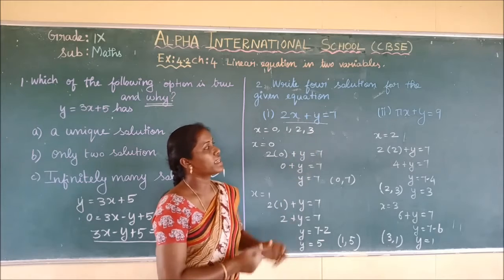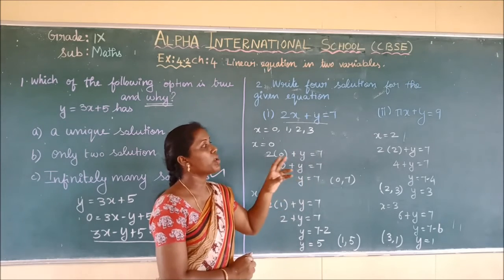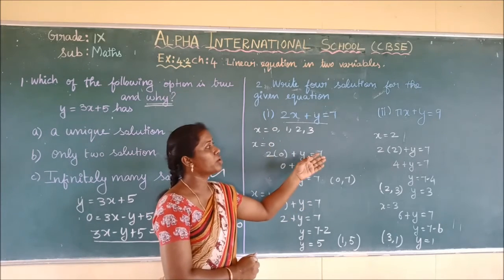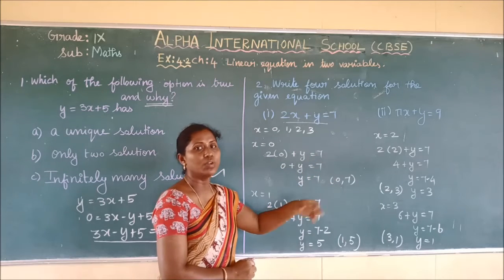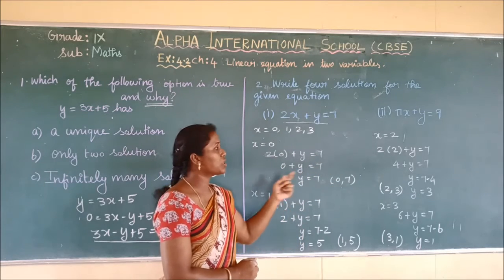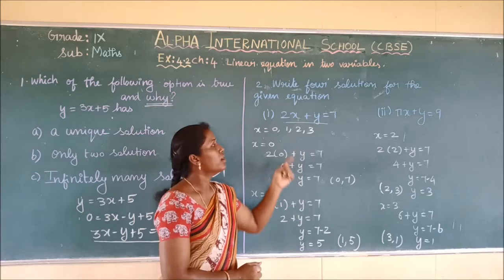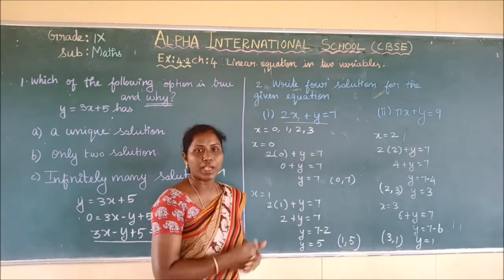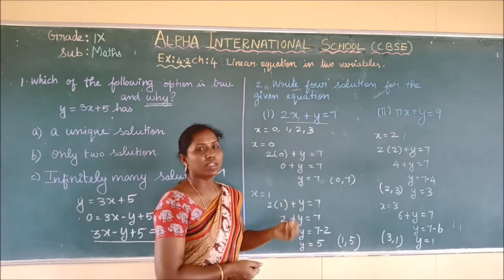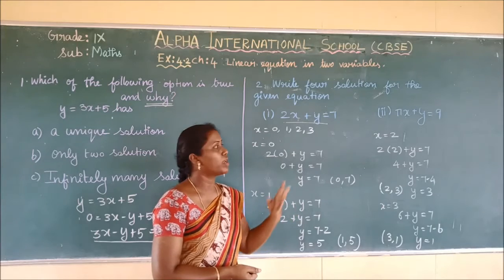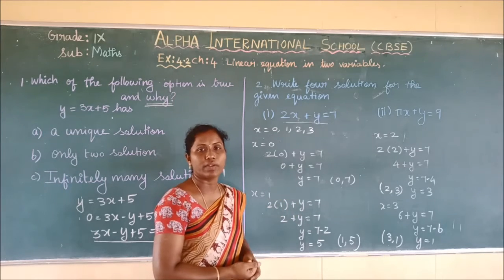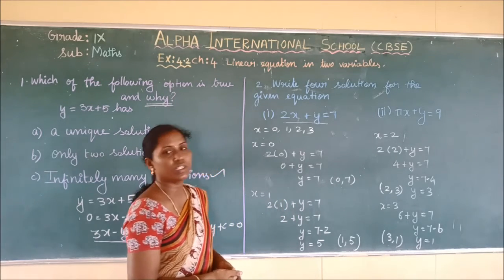Now we will do the second subdivision. Here we are having pi. Here you have a few more subdivisions also. You can do that as homework. Here I chose only two subdivisions to solve. In the second subdivision, we are having the pi value. Pi means nothing. We have to choose the four optimum values for x. Then we have to find the value of y. Let us solve the second subdivision now.